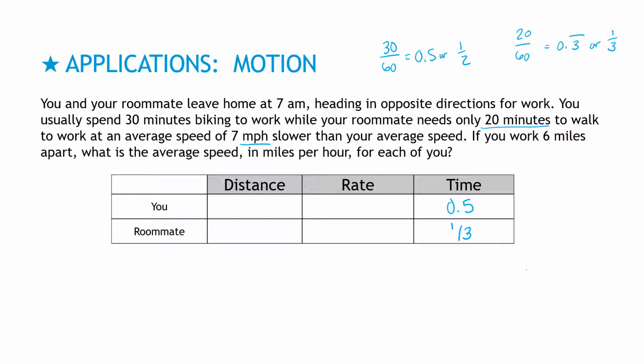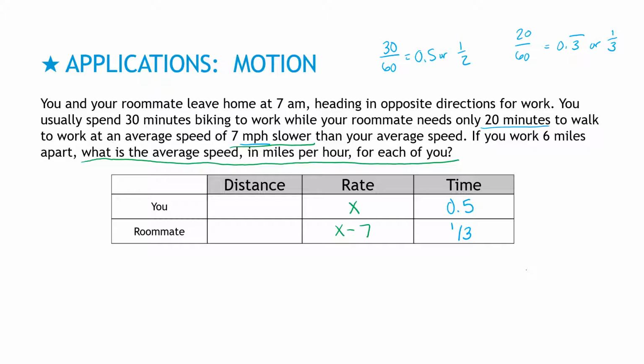Now it says your roommate walks at an average speed of 7 miles per hour slower than your average speed. So if I know that I am at the end trying to find what is the average speed for each of you, it doesn't matter which one I set equal to x. So I'm just going to say my rate is x. My roommate's rate is 7 miles per hour slower than me, which would be x minus 7. So they're going to give you a way to relate the two values.